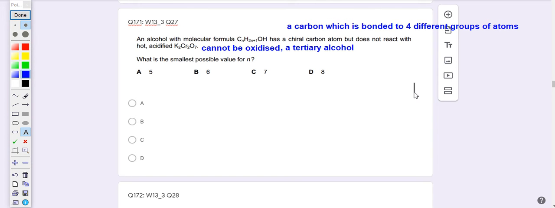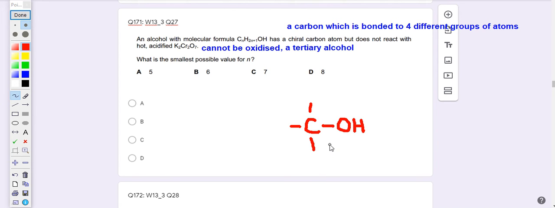So it's a bit of a trial and error question. Now you have to try to draw a structure that matches these descriptions. I need to have a chiral center. So for example, let's say this carbon is bonded to the OH. And then I want a tertiary alcohol, which means this carbon must also be bonded to 3 different alkyl groups.